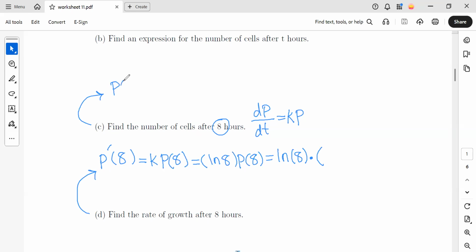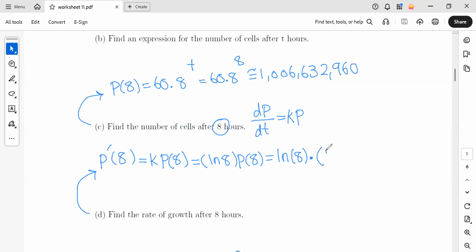For C, after 8 hours, we have to find it out and then replace it here. So P of 8 is following the model, which was 60 times 8 to the power t, where t is 8 here, because it says after 8 hours. This one will be using a calculator, and it will be this number. Now we're going to use this number here for P of 8.